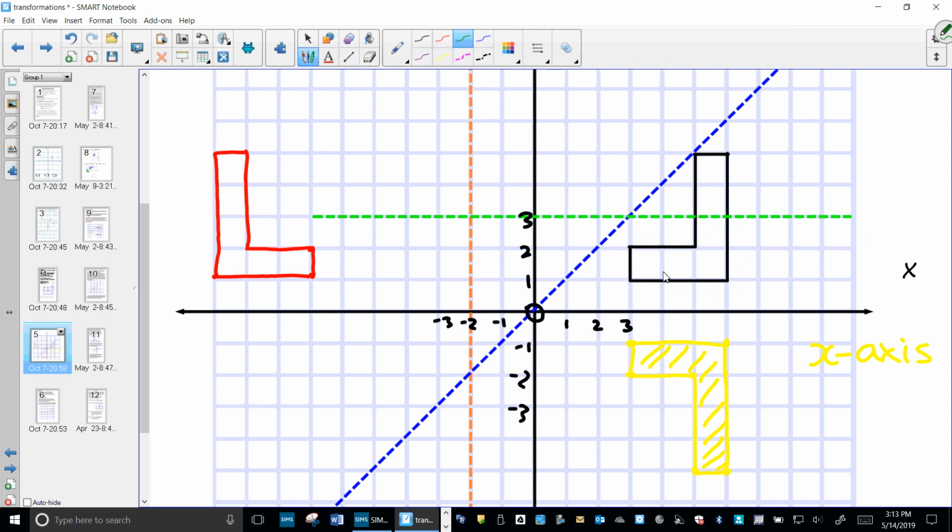First of all, as we did with the others, we're going to establish the equation of our line. So what's the equation of this line? The green one. So it's not x equals 3.